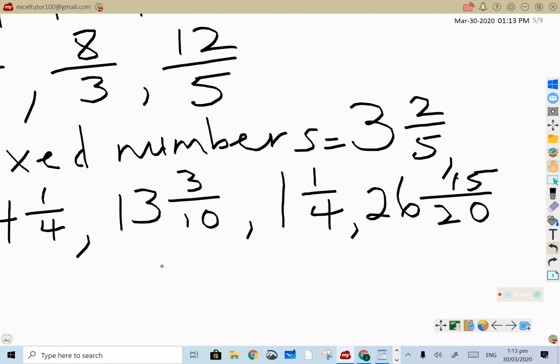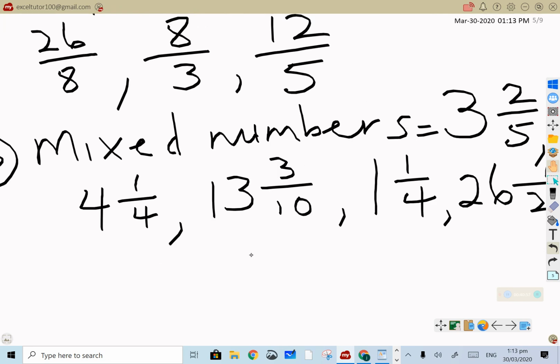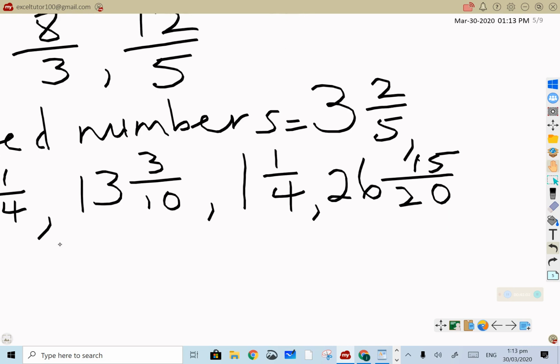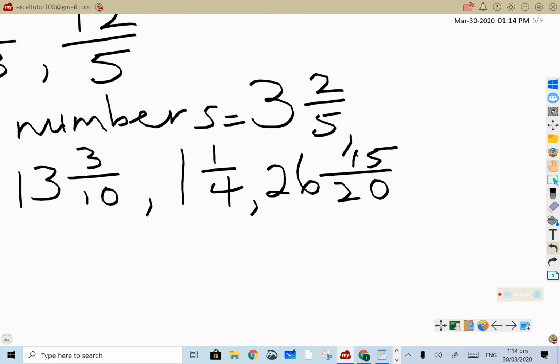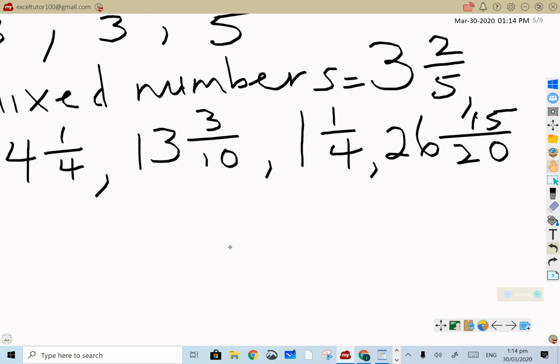So we have 3 being the whole number and 2/5 is the fraction. We have 4 being the whole number and 1/4 is the fraction. We have 13 being the whole number and 3/10 is the fraction. We have 1 being the whole number and 1/4 being the fraction. We have 26 being the whole number and 15/20 being the fraction.